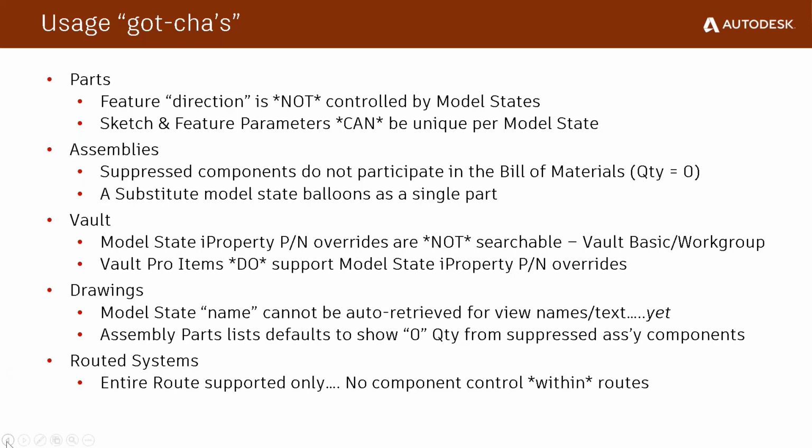The Vault gotcha. This is a pretty big one. Model state iProperty part number overrides, or actually any of the iProperty fields that you override, are not searchable in Vault Basic or Vault Workgroup. What Vault will find is the master model state iProperty configuration. It'll find the information associated with that master, which is probably your generic that you started with. It will not index down and search the individual model state iProperty overrides.